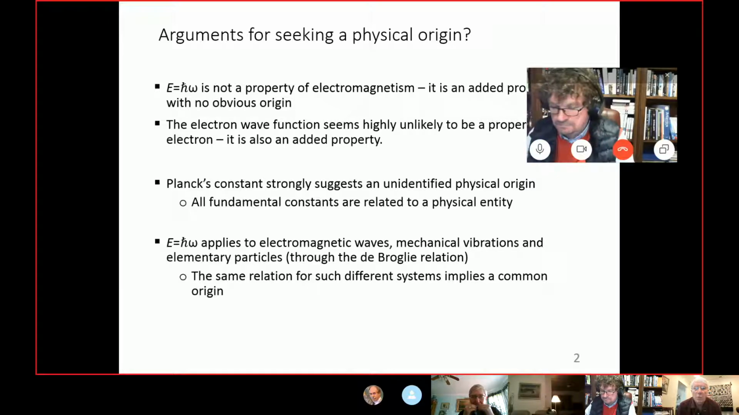So, maybe everybody believes there has to be a physical origin, but there are some arguments for that case. Again, you can say the E equals h bar omega relationship is not a property of electromagnetism as we know it. It's just added onto it with no obvious origin. And similarly, the electron wave function. Maybe it's a property of the electron, but it doesn't seem very likely. The electron's a point particle. The wave function is extended. It's an added property that doesn't obviously come directly from the electron.